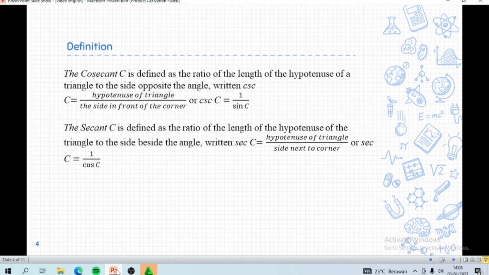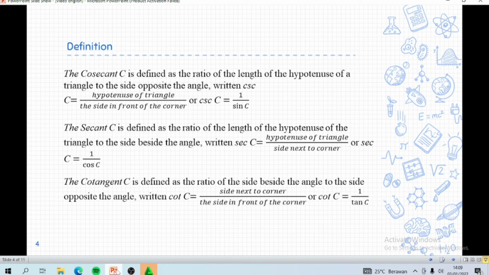The secant C is defined as the ratio of the length of the hypotenuse of the triangle to the side beside the angle. Written, sec C equals hypotenuse of triangle divided by side next to corner, or sec C equals 1 divided by cos C.